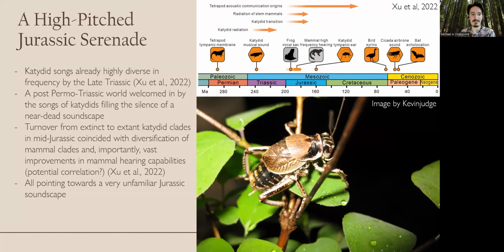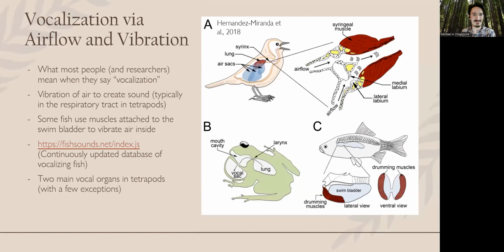Not only this, but turnover from extinct to extant katydid clades in the mid-Jurassic coincided with the diversification of modern mammal clades and extinct mammal clades. And importantly, vast improvements in mammal hearing capabilities, specifically increases in the frequencies at which they can hear. So that means that there's potential correlation here, suggesting an auditory arms race between predator and prey, which, if correct, is fascinating. All of this overall points to a very unfamiliar Jurassic soundscape. The insects would have sounded very different than what we have today.